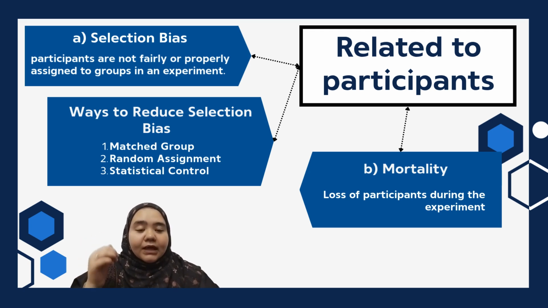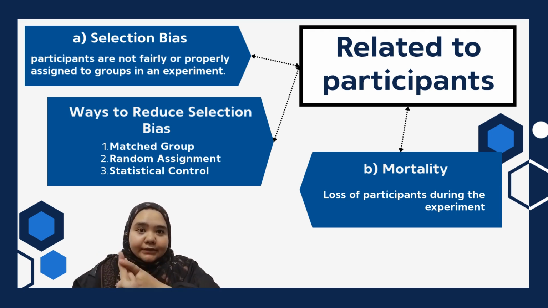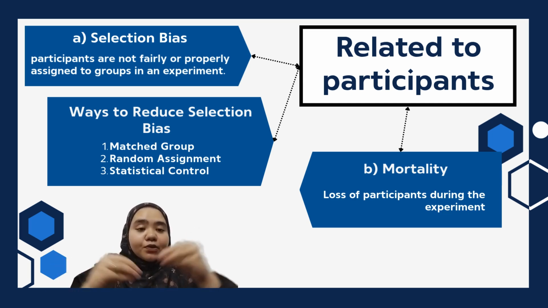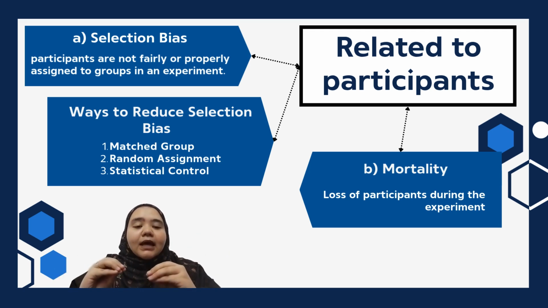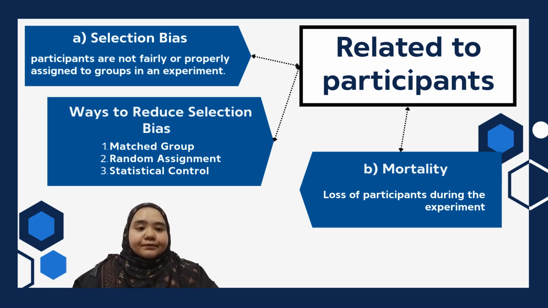Matched group pairs the participants based on their characteristics like age and also gender. Random assignment means randomly putting people into groups, which can help to balance out the differences. Statistical control uses statistics to control for any differences between groups.